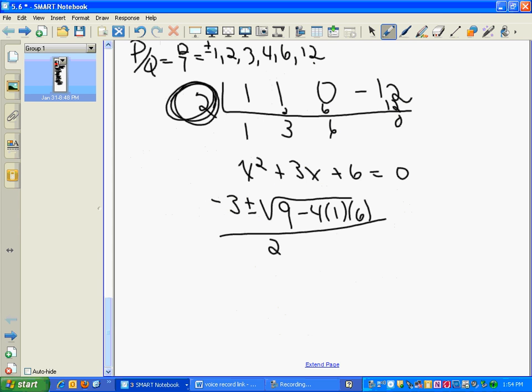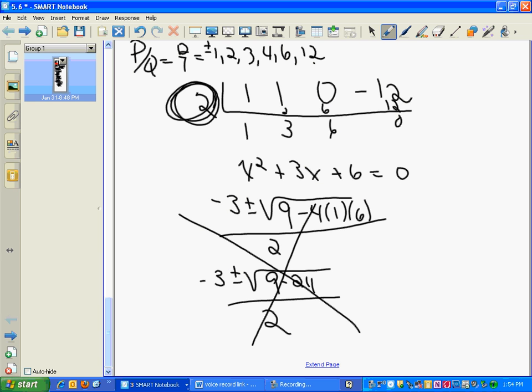You could try, but it's not going to work. Okay. So negative 3 plus and minus the square root of 9 minus 24 over 2. Is this going to give me a real number? What's it going to give me? An i, an imaginary. So I right away know this gives me nothing usable. So 2 is not a number. No, 2 is a number. 2 is a 0. It gave me 0. But anything after that, I don't get any information.